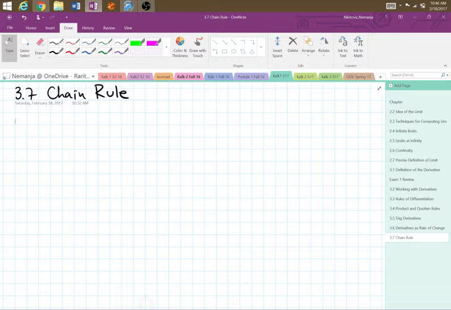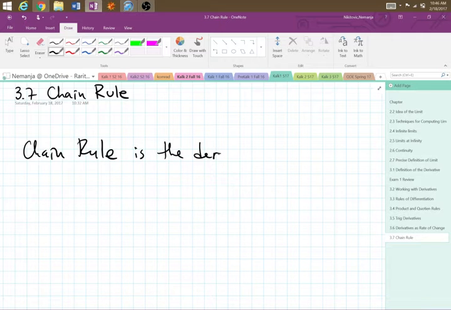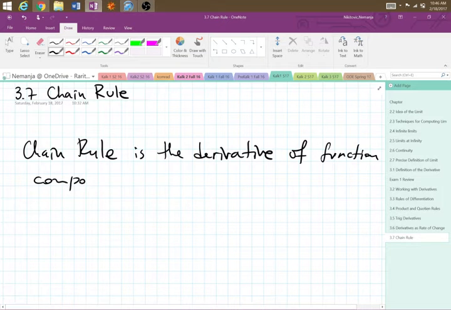Okay? So the chain rule is the derivative of function composition. Now, we have to first review function composition from pre-calculus. It was covered in chapter 1. Those of you who took PreCalc 1 with me know that I said this is something that will never go away, and it's going to play a central role in calculus. So here it is.